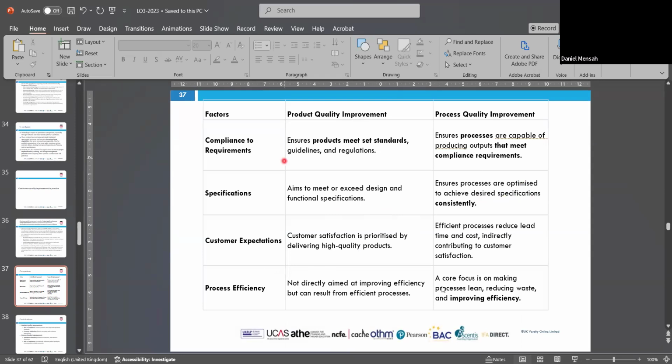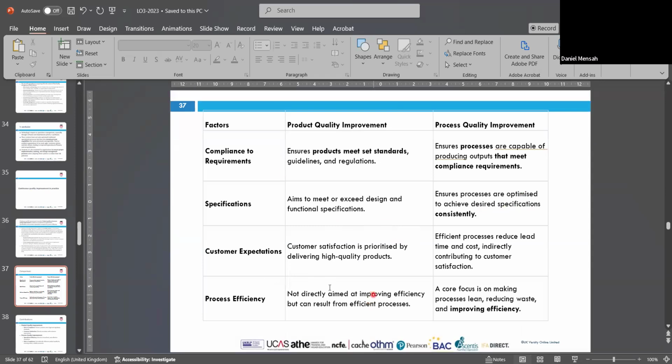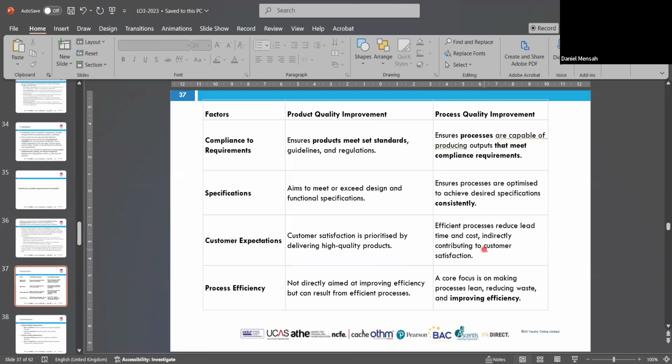From the customer expectation point of view, product quality is a customer-centric approach. They want to focus on customer satisfaction by providing a high quality product. Where process quality is concerned, they focus on process efficiency. So definitely in the quality system, it is not like an indirect contribution to the production of a product with good quality and good quality standards.